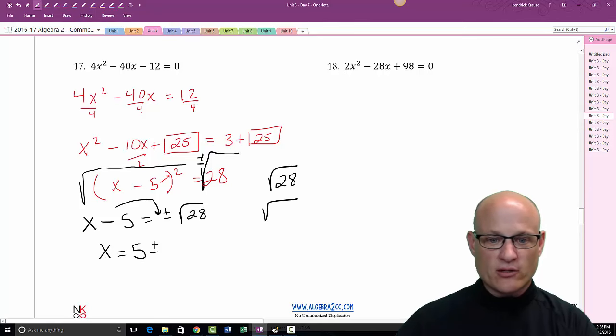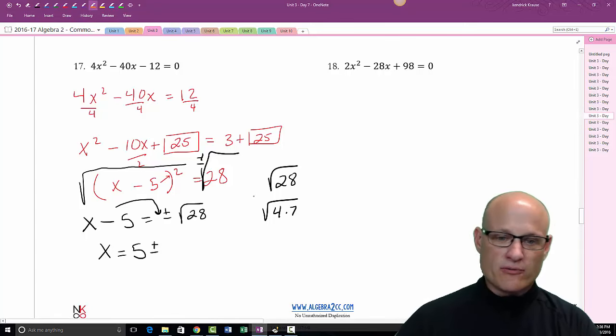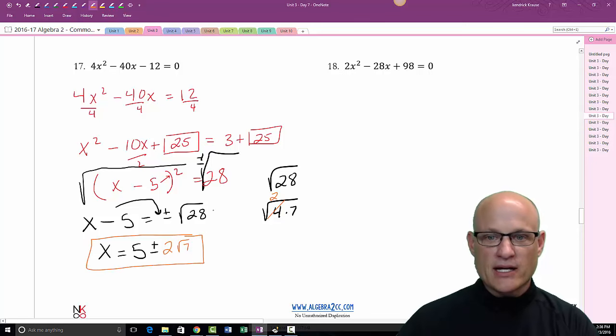What perfect square goes into 28? Did you get it? There's only one. 4 times 7. And what is the square root of 4? 2. So this becomes 5 plus or minus 2 square roots of 7. All right, last one.